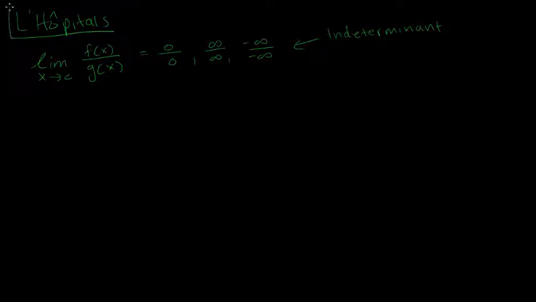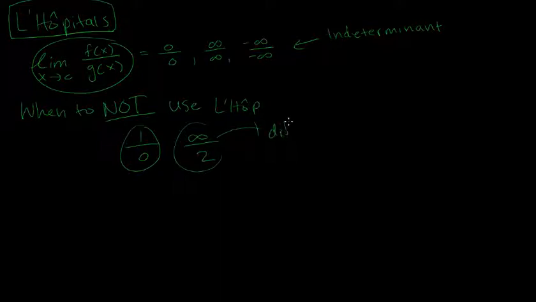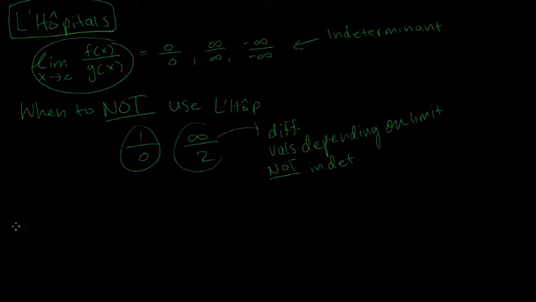And I think something that's not clearly pointed out in the textbook is, yeah, it says this, but when to not use L'Hopital's. If you take this limit right here, and you get like 1 over 0, or like infinity over 2, those aren't indeterminate, right? These actually end up being different values depending on what the limit is. They're not indeterminate. So yeah, if that happens, you don't use L'Hopital's rule.